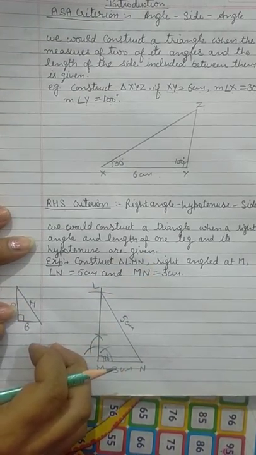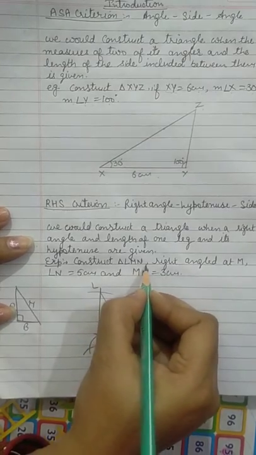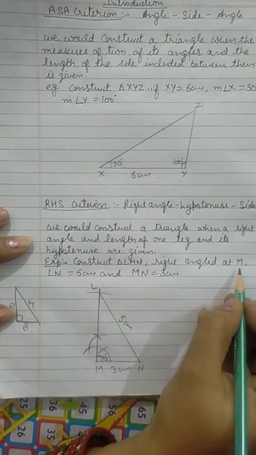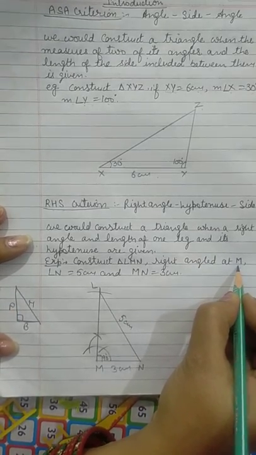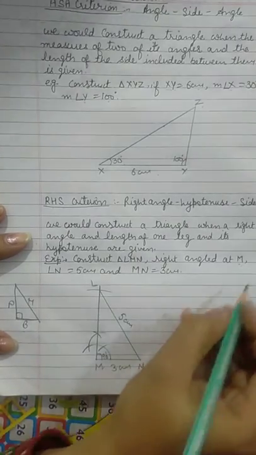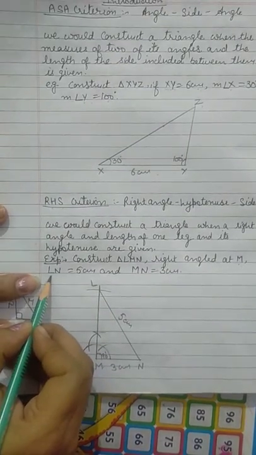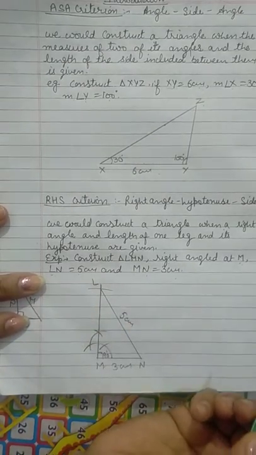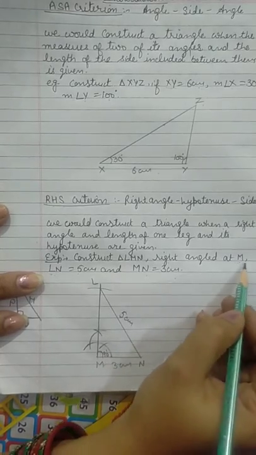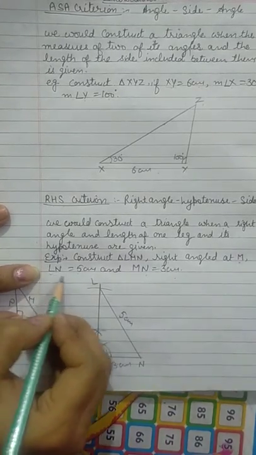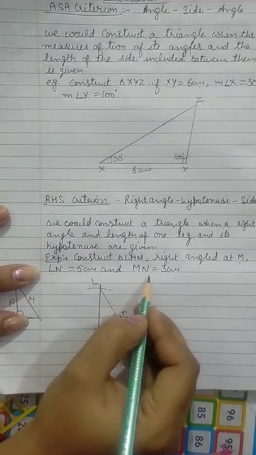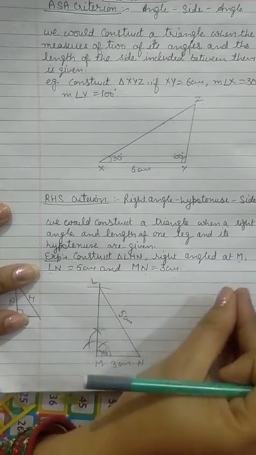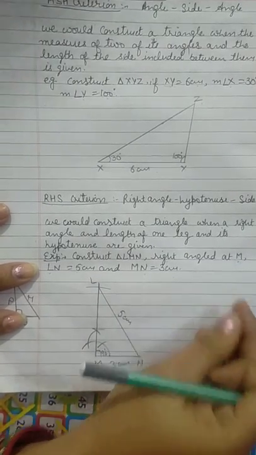Again I have taken one example: construct a triangle LMN right angled at M. Right angled at M means we will construct the right angle at M only, that is, angle M is a right angle here. And the length of LN is 5 cm and MN is 3 cm. As we have to construct a right angle triangle right angled at M, we can see that in LN there is no M, but in MN M is there. So we will take MN as base. That means the side on which we have the right angle will be your base.